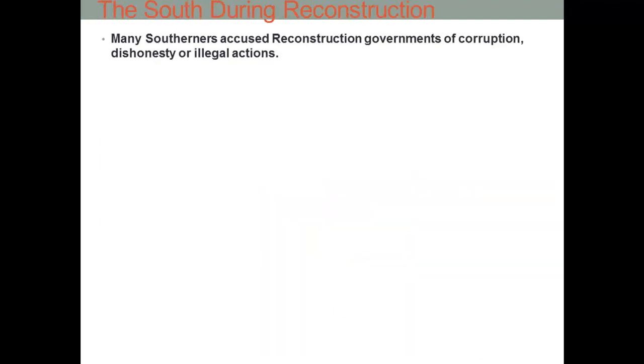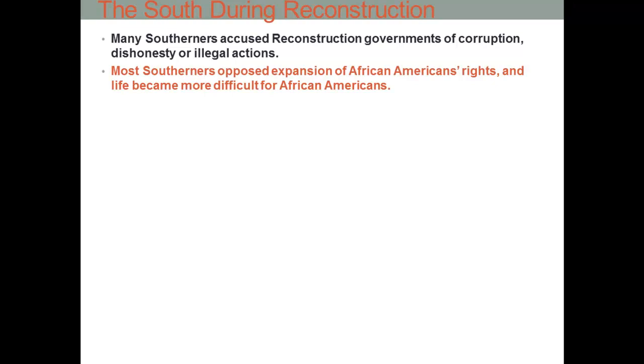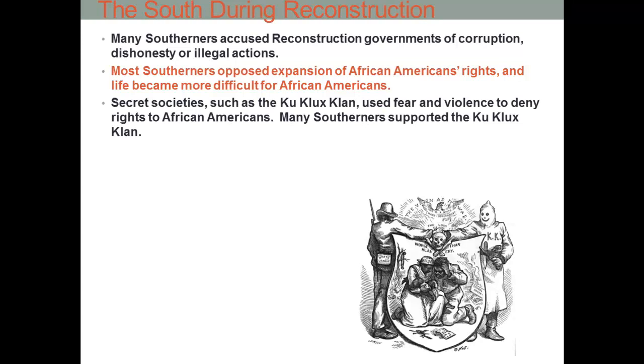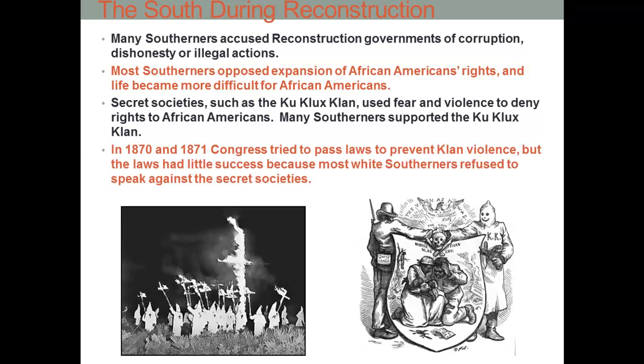Many Southerners accused Reconstruction governments of corruption, dishonesty, or illegal actions. Most Southerners opposed the expansion of African American rights and made life very difficult for them. Secret societies such as the Ku Klux Klan, or KKK, used fear and violence to deny rights to African Americans. In 1870 and 1871, Congress tried to pass laws to prevent Klan violence, but the laws had limited success because most white Southerners wouldn't speak out against these societies.